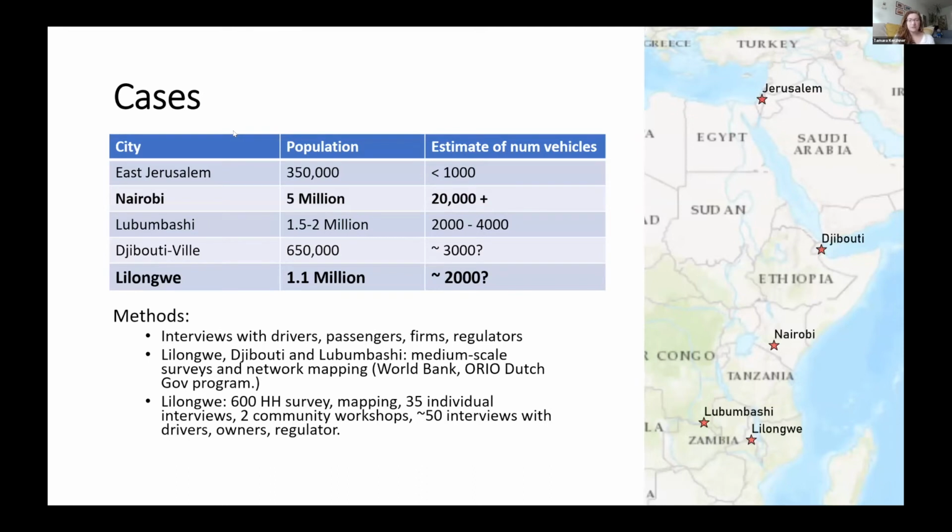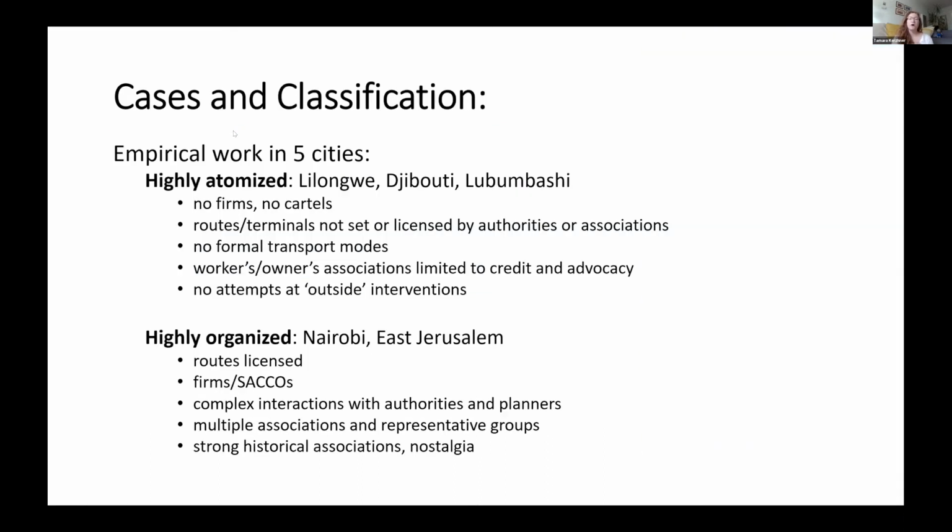So just to get to the empirics of this a little bit, this particular piece of research is based on research in 5 cities, which was completely opportunistic. These are just cities where I've worked and where I have opportunities to collect data. And the interesting opportunity presented here was that there are 2 typologies of cities. 3 of them, Lilongwe, Djibouti, and Lubumbashi, have the classical atomized invisible hand type system, where association level organizing is very, very weak. There are a few of them, but they're not doing the much heavier work that we see in a place like Nairobi, East Jerusalem.